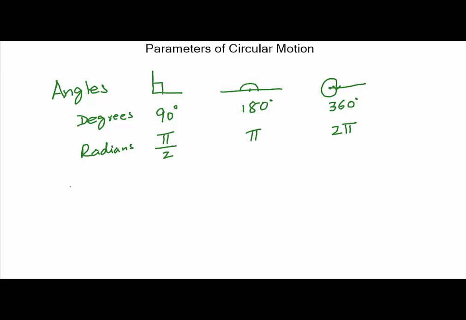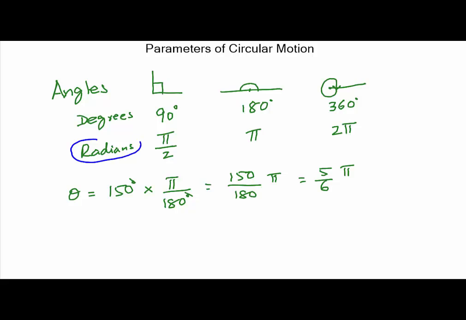So if you need a conversion factor to go from degrees to radians, if I have an angle theta that, let's say, is 150 degrees and I want to go to radians, I could multiply it by a conversion factor of pi radians over 180 degrees. The degrees would cancel, and this would be 150 over 180 times pi, and I can simplify this to be 5/6 of pi. Now, when we are working with circular motion, we prefer to work with radians as opposed to degrees. So our preferred unit of measure for angles is radians.